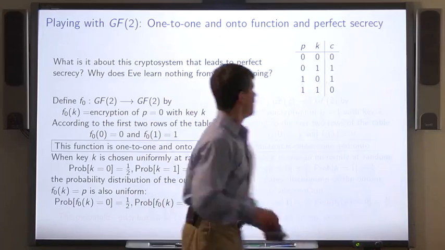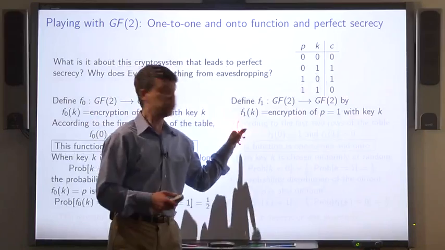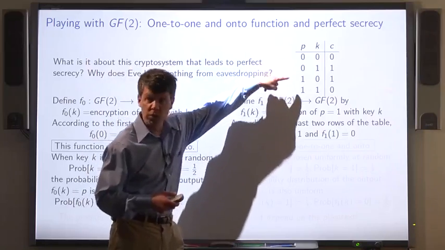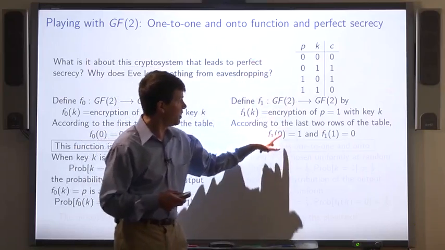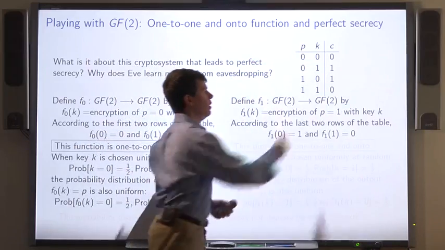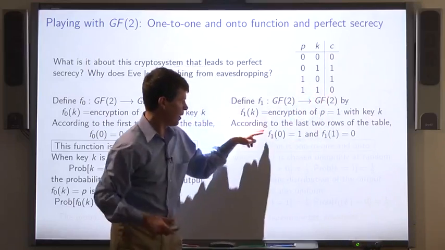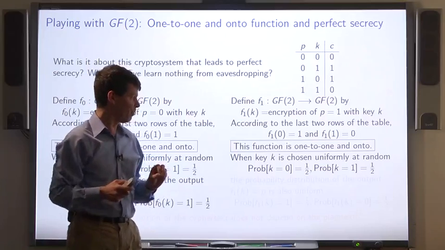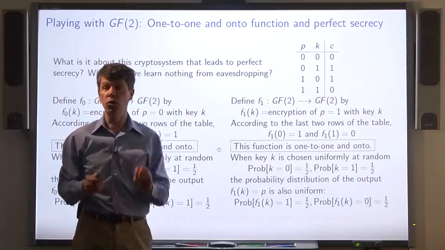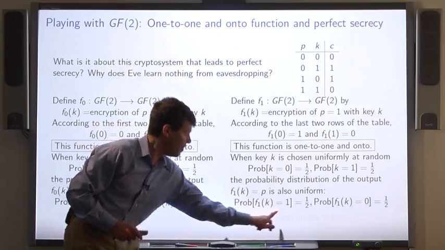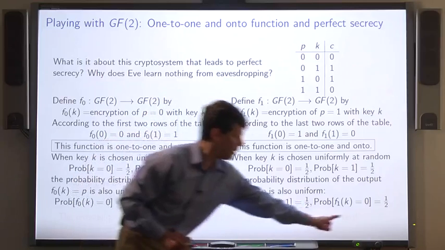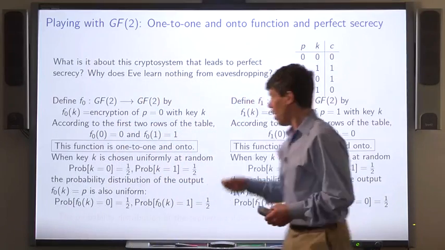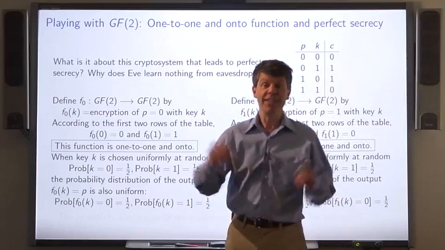Now let's turn to the function f1. f1 is the encryption of the plaintext 1 with the key k. Now, according to the last two rows of this table, f1 of 0 equals 1, and f1 of 1 equals 0. So this function is also one-to-one and onto. And so when the key is chosen uniformly at random, the probability distribution of the output is also uniform. That is, the probability that the ciphertext is 1 is 1/2, and the probability that the ciphertext is 0 is also 1/2.